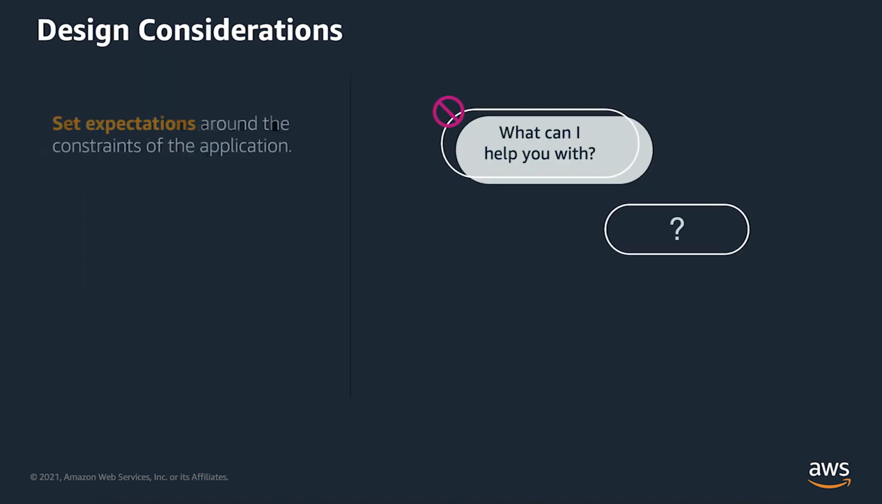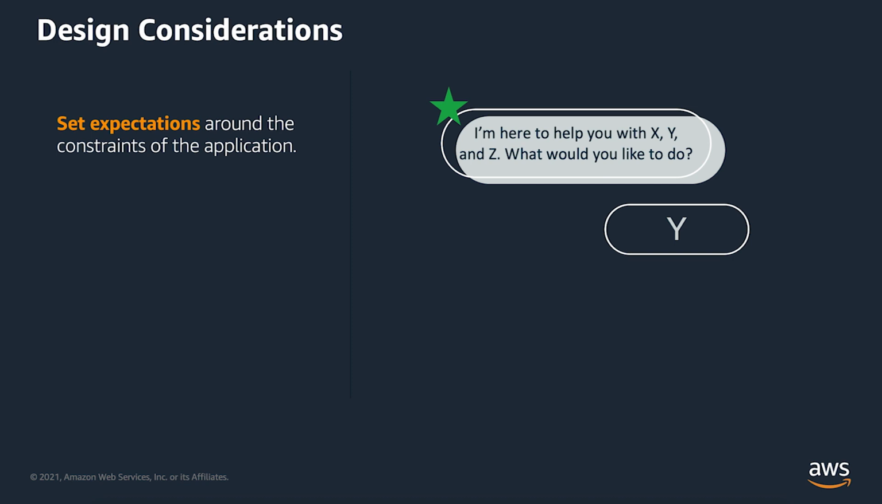And so let's go over some design considerations. One of the design considerations that you should think about is to set expectations around the constraints of the application. So on the right here, we have an example where the conversation application is asking, what can I help you with? The user doesn't necessarily know what's available within your application. So when you ask an open-ended question like, what can I help you with? It's hard for the user to know, well, what things are available. One way to think about that would be instead to envision it as, I'm here to help you with X, Y, and Z. What would you like to do? And present a menu of options so that the novice user can choose from that menu and say things that the conversation application will be able to understand.